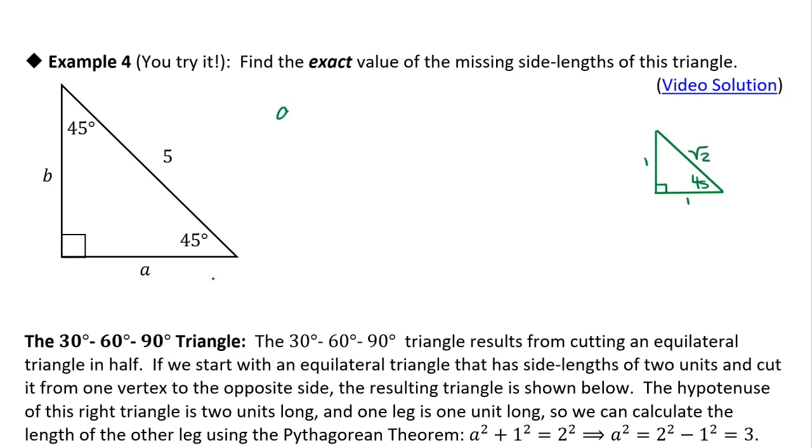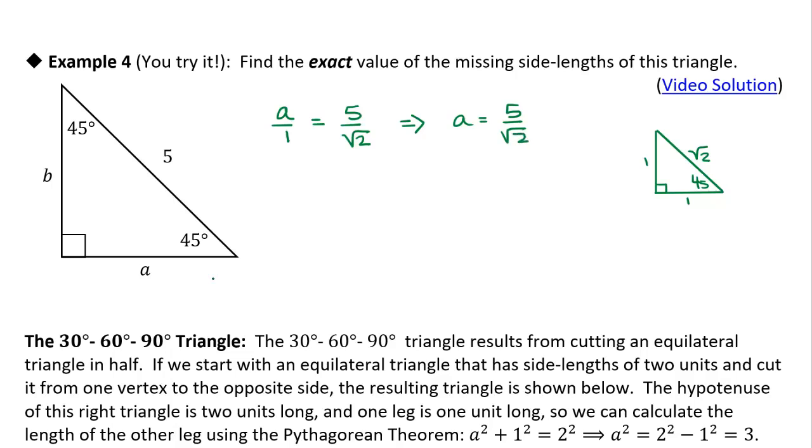If we're trying to find side A, that corresponds to one of the legs, so it corresponds to a side length of 1 on that standard triangle. This time we're given the side length of 5, and that corresponds to the square root of 2 on the standard triangle. Now we just solve for A. It's A over 1, so we really already have it solved here. We don't have to do any algebra because A divided by 1 is just A, and so we're just going to get 5 over the square root of 2.